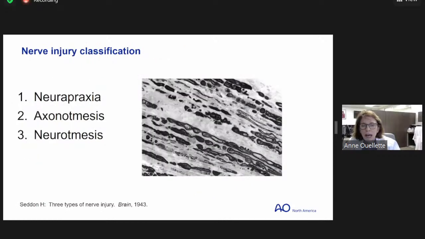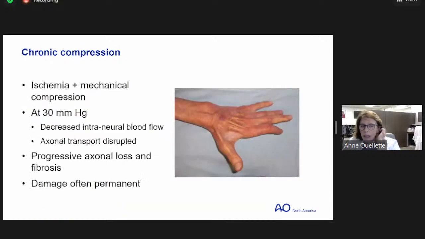themselves. This is a gunshot wound, and this is a histologic slide of one, and you can see that the myelin gets injected into the axon. And so now your body has to clean that up in addition to remaking the Schwann cells and the insulation around this. So if you get a chronic compression, you have ischemia and mechanical compression.